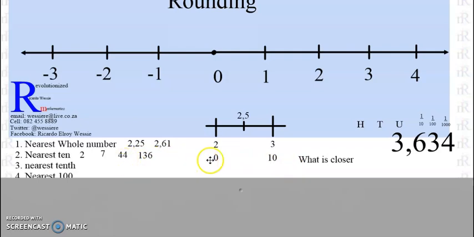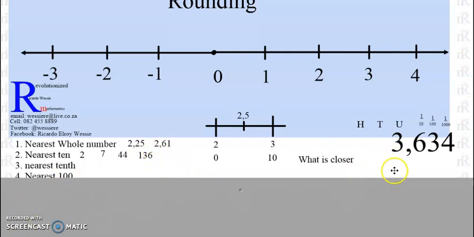44. Closer to 40 or closer to 50? Closer to 40. 136 will be closer to 140 than what it is to 130.